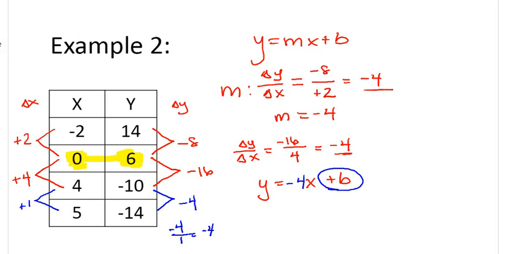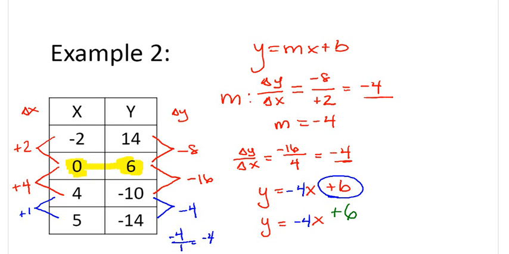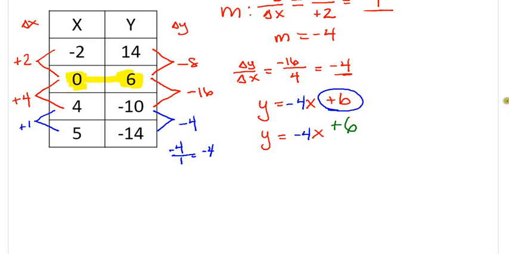So I'm going to hypothesize that this positive b, that's a positive b up there in red, should be a plus 6, based on the observation I made in example 1. So when I go ahead and write out this entire equation, y is equal to negative 4x plus 6.